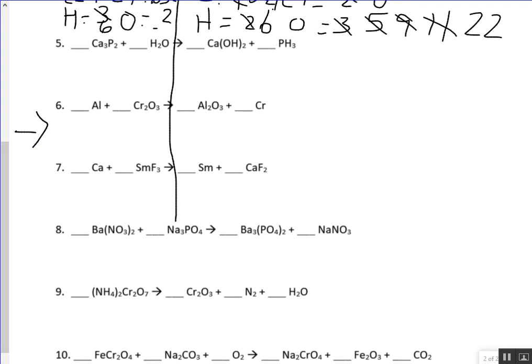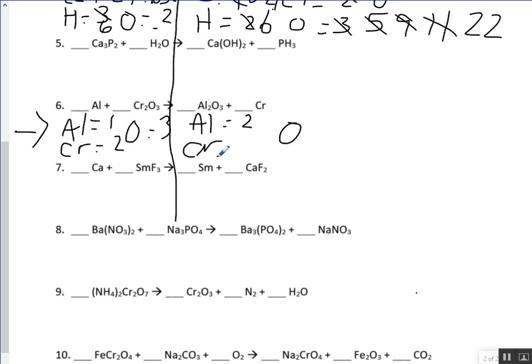All right, I've got Al, I've got Cr, and I've got O. So Al, there's 1, Cr, there's 2, O, there's 3. Al, Cr, that does not look like an R, sorry, and O. Over here I've got 2 Als, 1 Cr, and 3 O's.